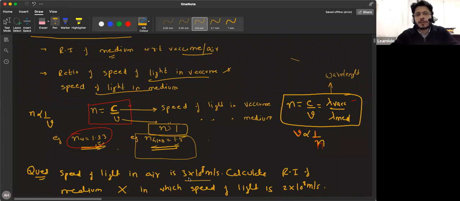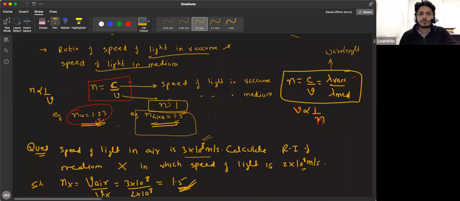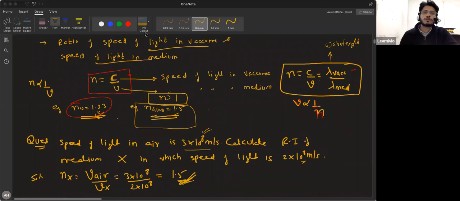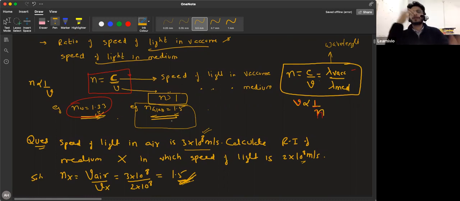Now you take the speed of light in vacuum, which is 3 into 10 raised to the power 8 meter per second. Then the speed of light in medium, and just take the ratio. So V air by V medium is 1.5. Umar, clear now? You have to take the ratio of speeds. Yes, 1.5. So that is the absolute refractive index of a medium with respect to vacuum or free space.